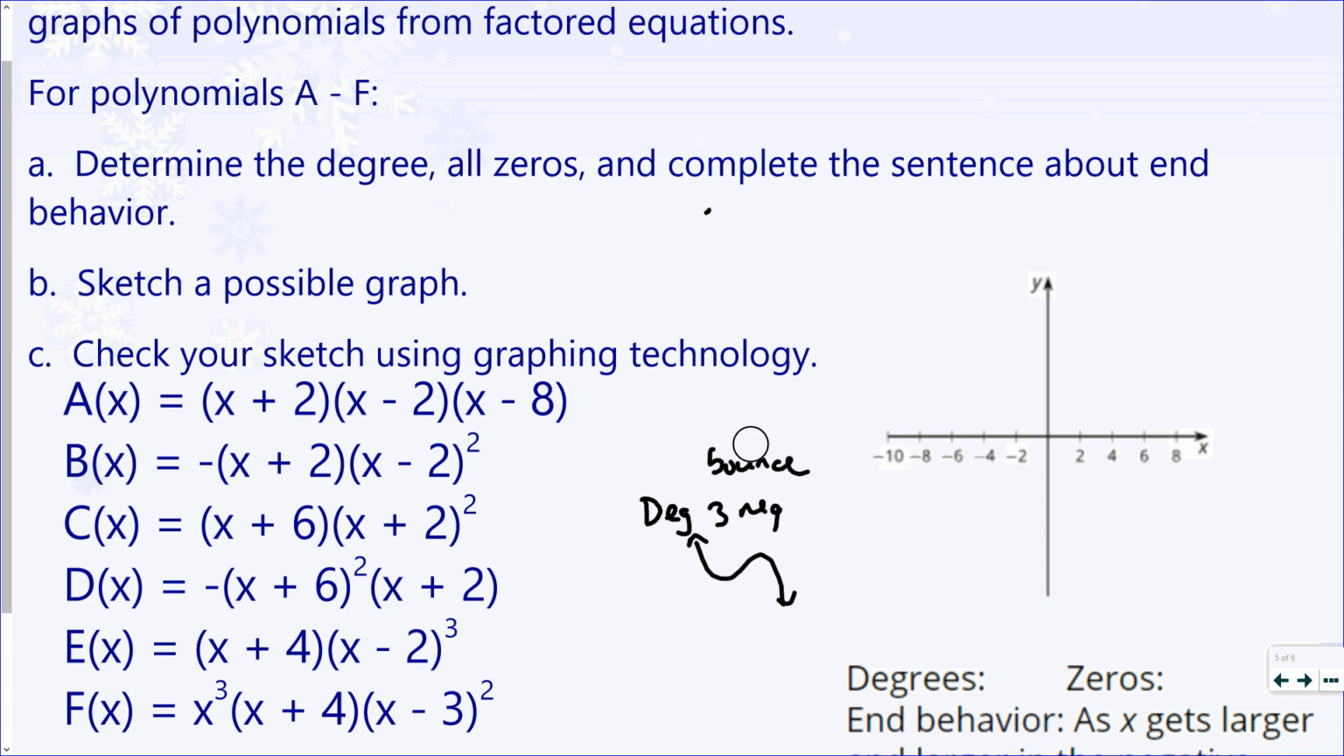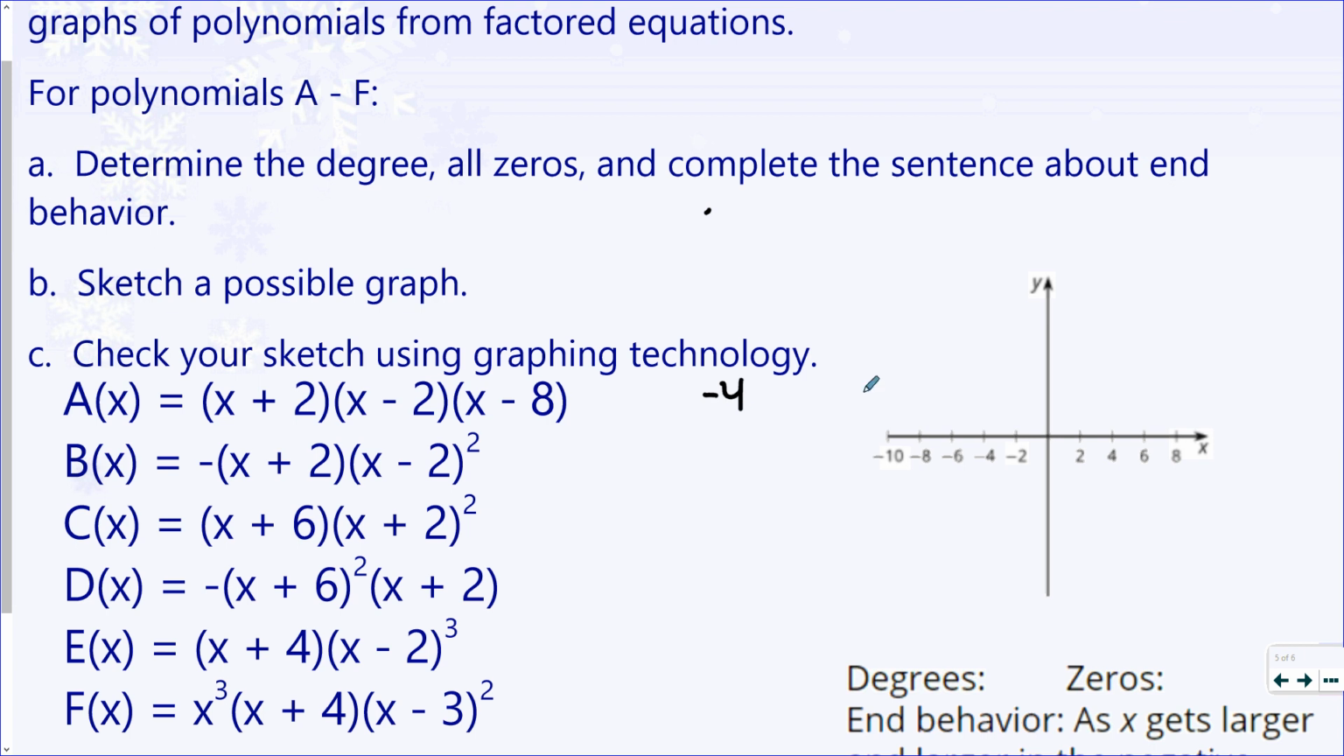Okay. So I'll erase all this. So let's look at this one: x to the third, x plus 4, x minus 3 squared. Okay. What are the x-intercepts?